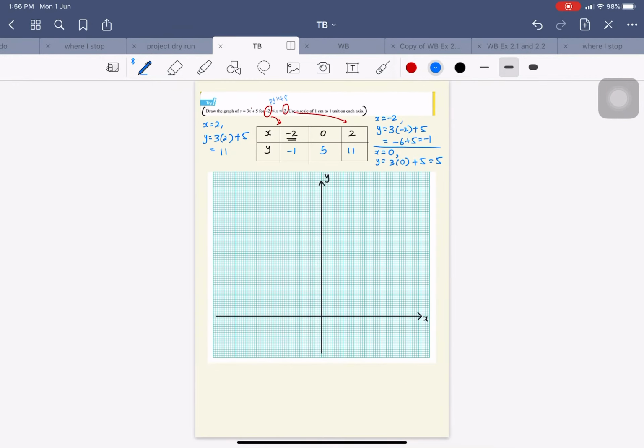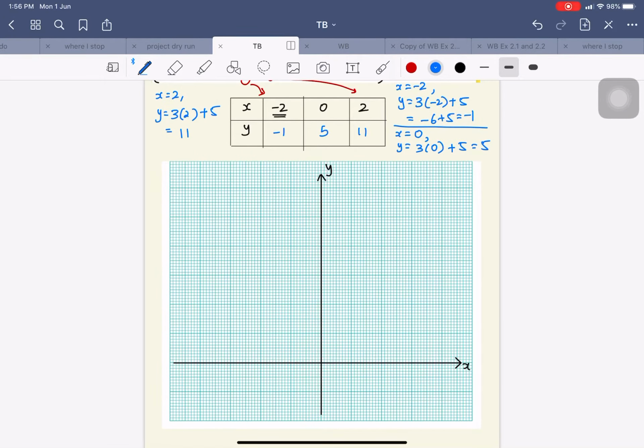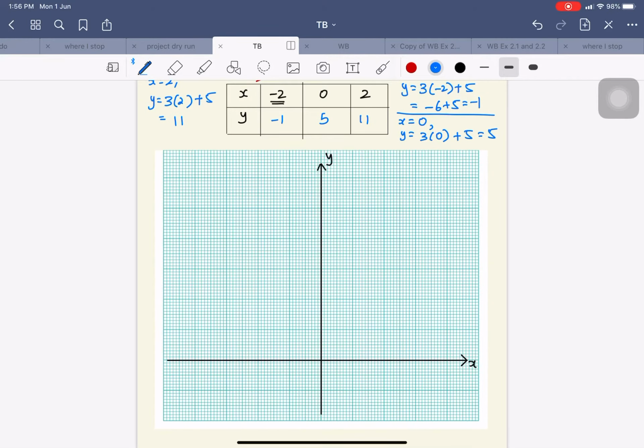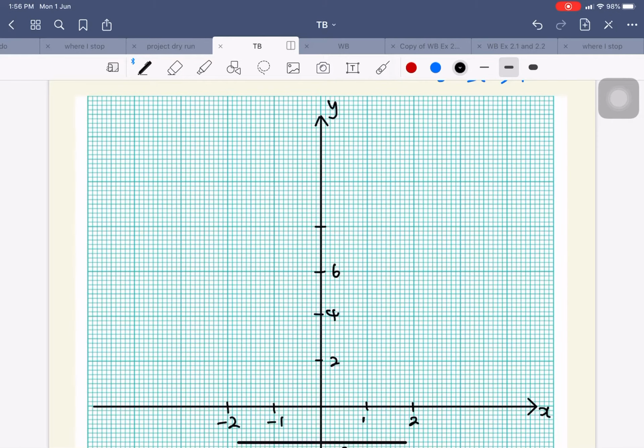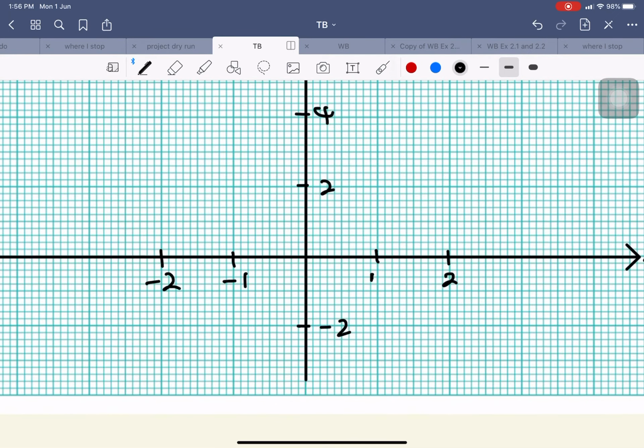Now, the next thing to do is to plot these 3 points on my graph. The graph will be given to you. So what I do is I will mark it out. So how to read it? Every big square is 2 cm. Every big square is 2 cm.